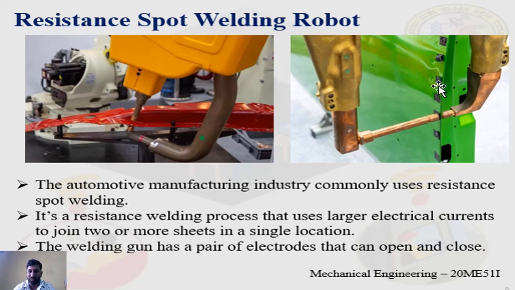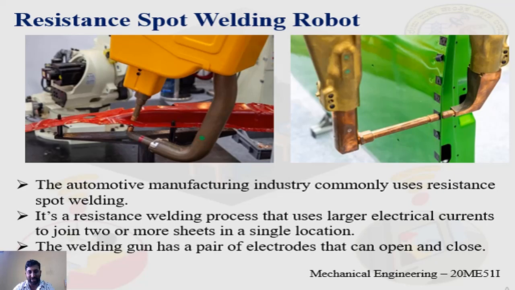In between them, if you place a plate, the current from this electrode will start to flow towards the other electrode. In between, we are placing metals, so that metal will resist the flow of current. Because of that resistance, heat will be generated. That heat is enough to melt the parent metal. Then by applying pressure, a force in between these two electrodes, this area will get welded and a solid bond will be produced.